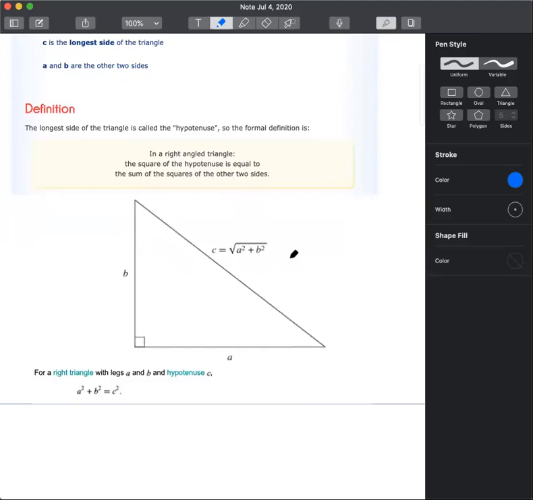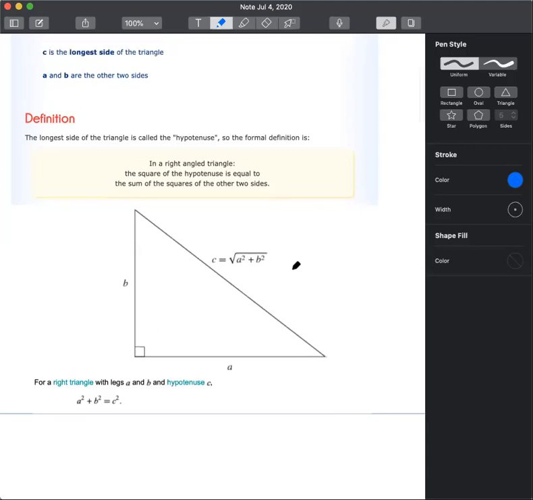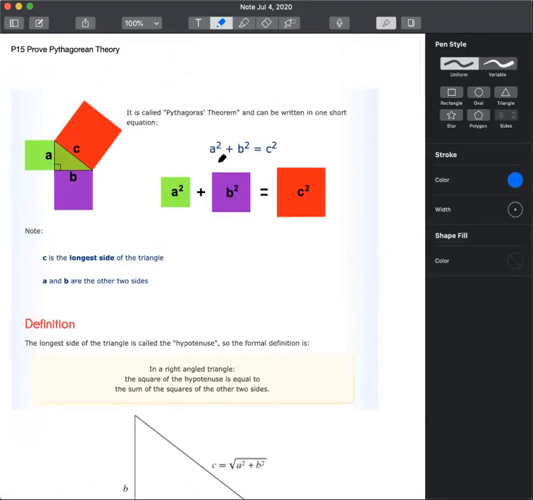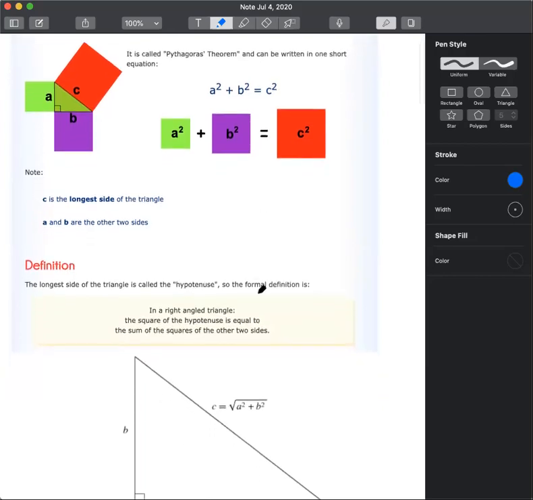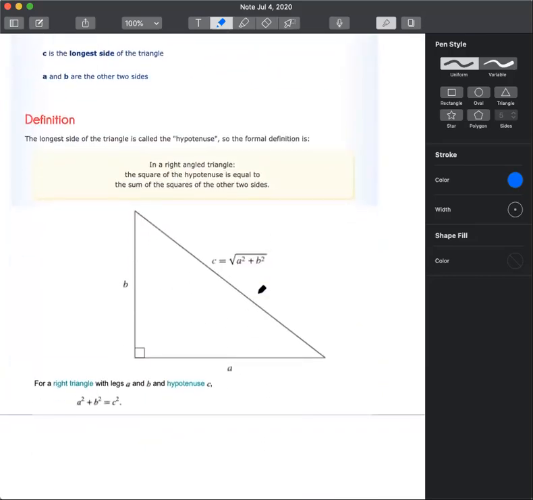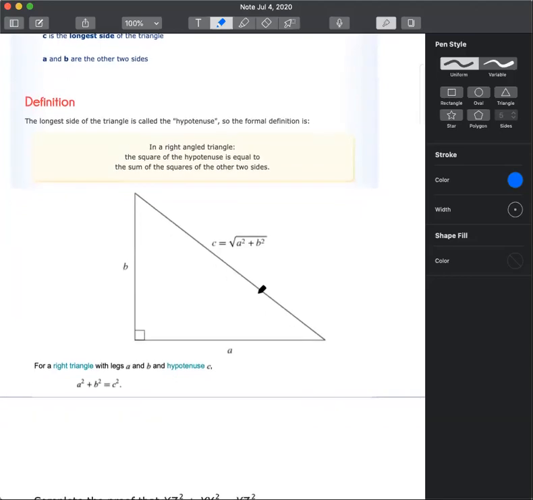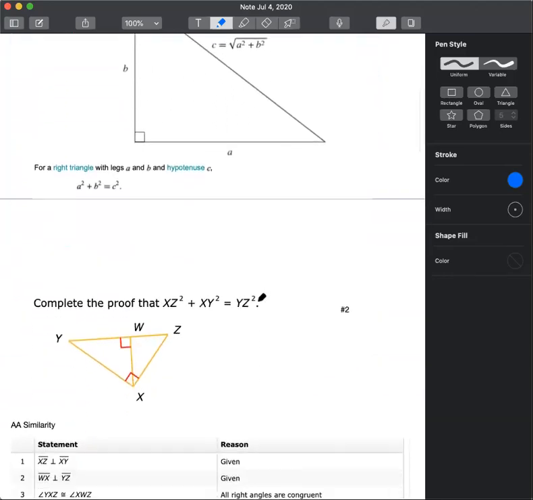And then here's another one too. You may have seen this. C is going to be equal to the square root of a squared plus b squared. That's just moving things around, right? So you have a squared plus b squared equals c squared. If you want to just solve for c, then it looks like this. All right, so let's take a look at one of the problems.